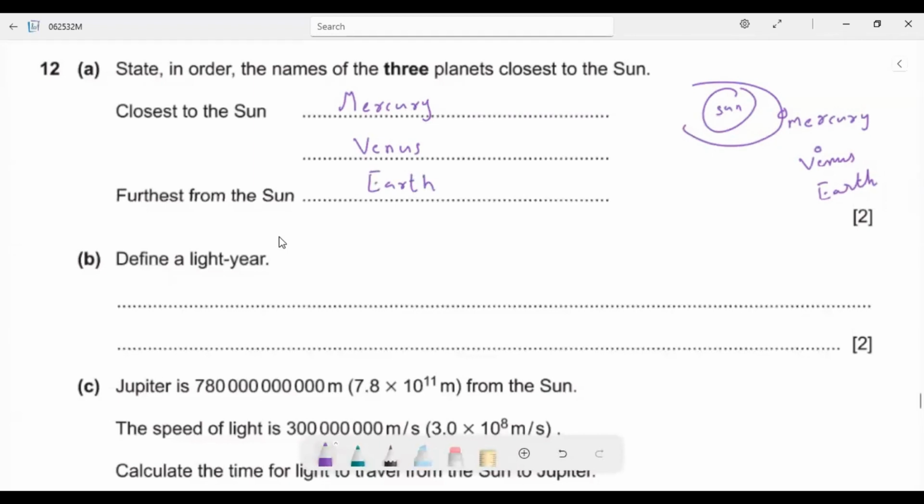Define a light year. Light year means it is the distance traveled by light in 1 year.